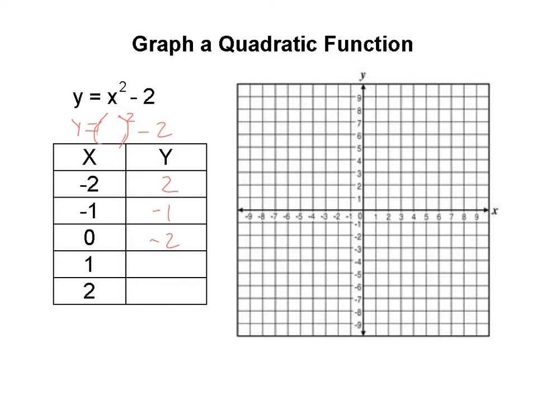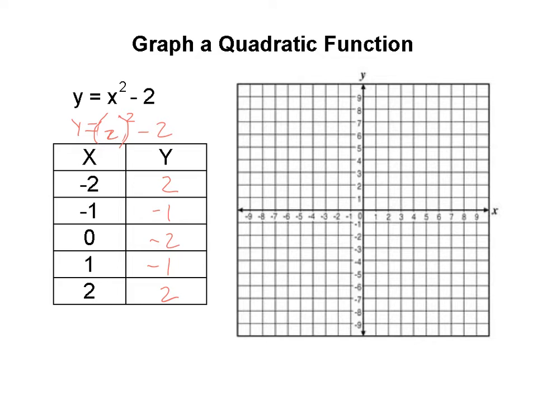And if I erase it carefully and put a 1 in there, 1 squared is 1. Take away 2 is -1, right? And if I erase it one last time and put a 2 in there, 2 squared is 4, right? 4 minus 2 is 2. So let's graph this thing.